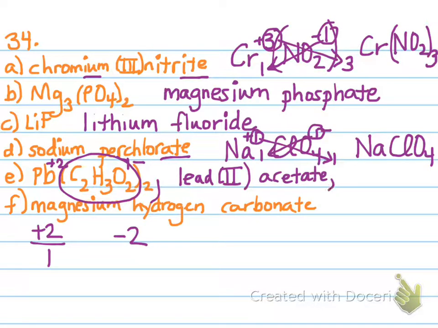My other name, I look at lead on my helper sheet and it's plumb. And the 2 charges for lead on my helper sheet are +2 and +4. So this is the lower charge one, so this is plumbous. And then it's still acetate.